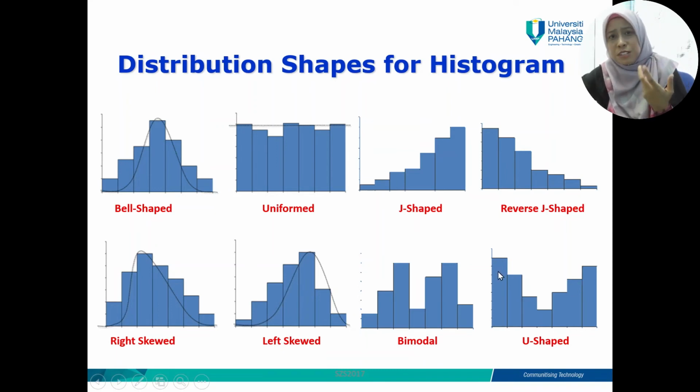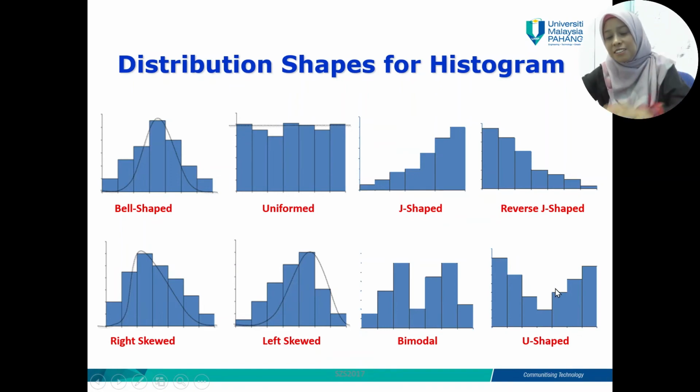So if the student CGPA has a U-shaped distribution, then I will be very worried. As a lecturer, I would worry because it's extreme. So many people who underperform and also so many that overperform. So this is like an extreme trend, okay?